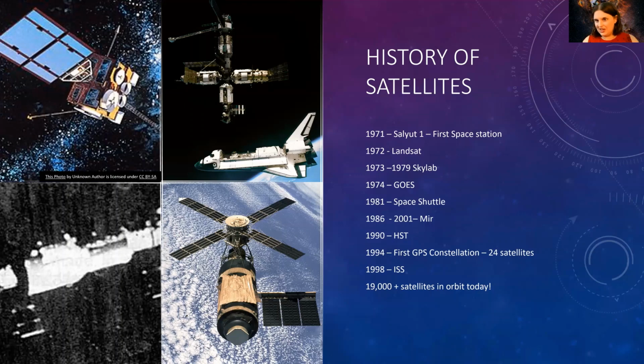And then of course you have the International Space Station, the first big, huge collaboration with many different organizations to allow people to stay in space for a long period of time. In fact, to this date, we have over 19,000 satellites in orbit from different countries for different purposes, etc. That's a lot of satellites.